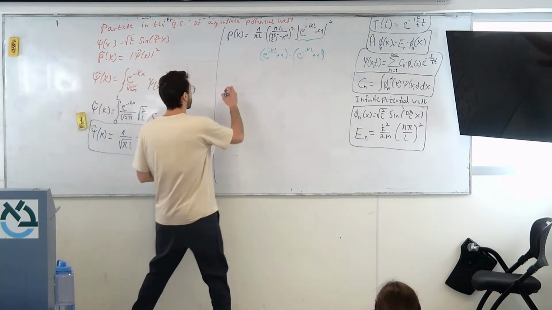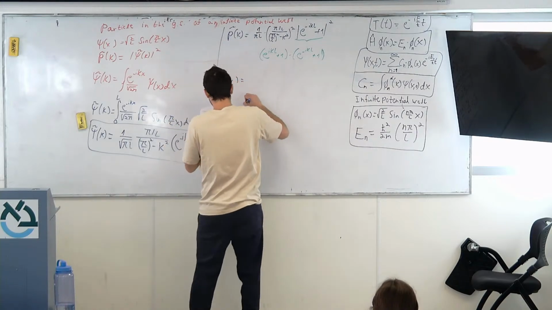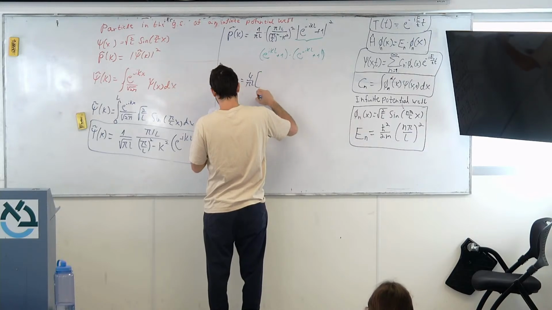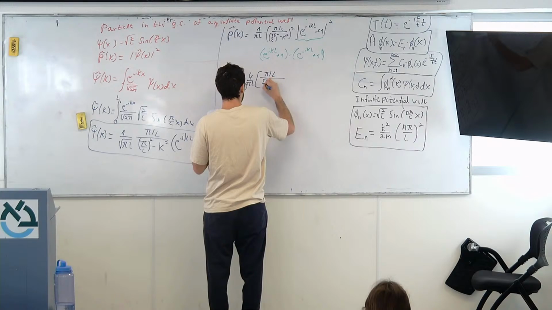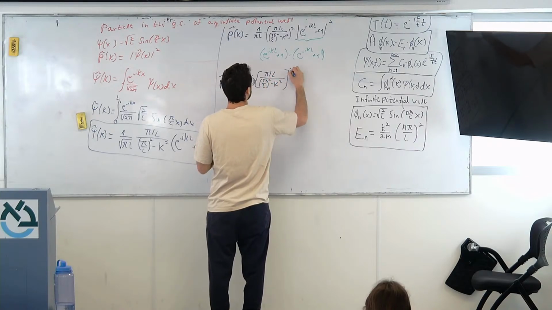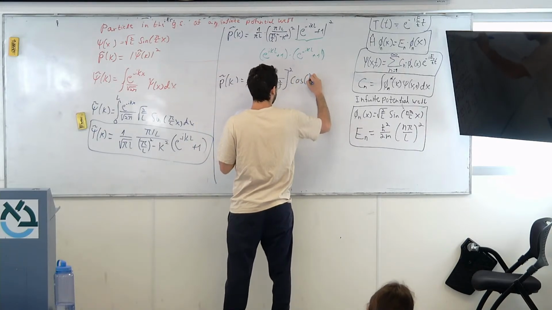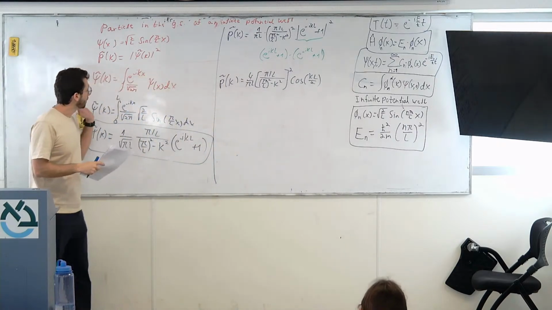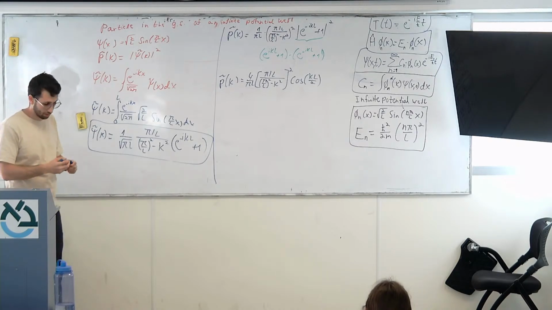In any case, I just want to write, so here is the tilde, p tilde of k is equal to 4 over pi L, pi over L divided by pi over L squared minus k squared, cosine of k L over 2. Why did I go through all of this? Because you're going to do it a lot of times. And I want to do it at least once.